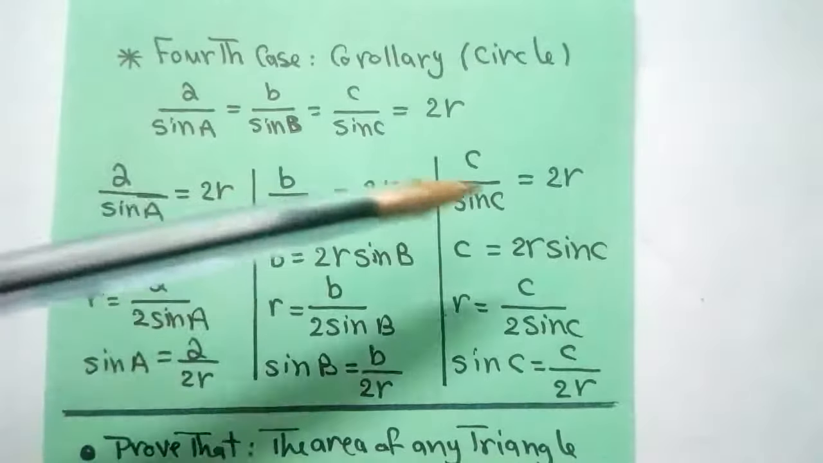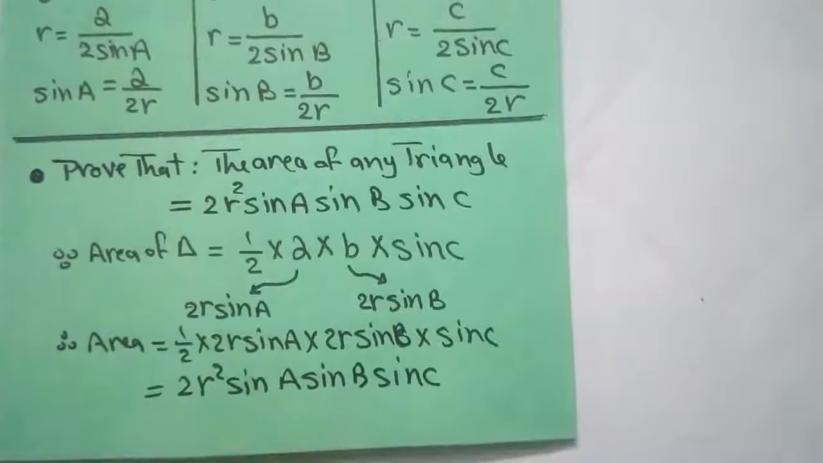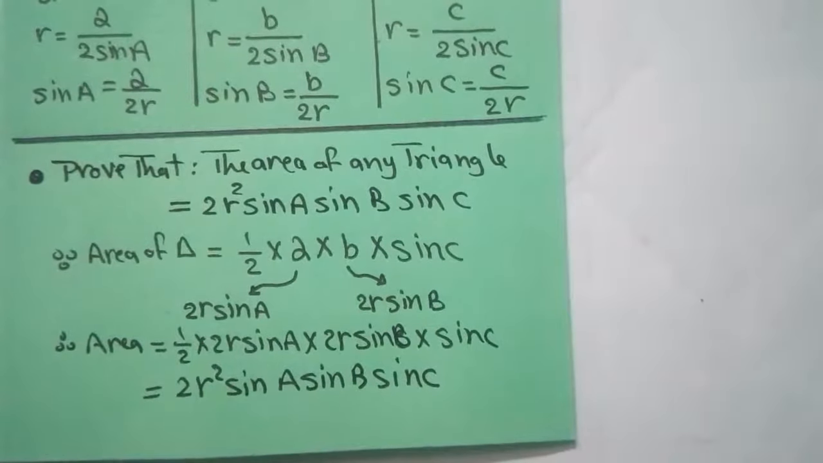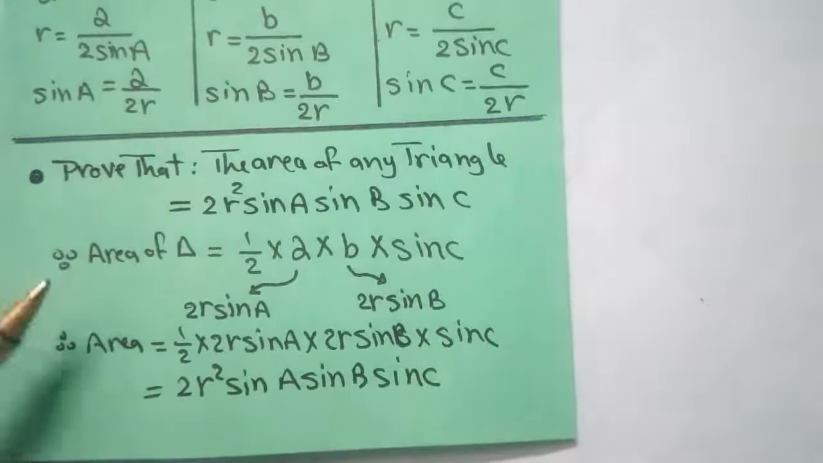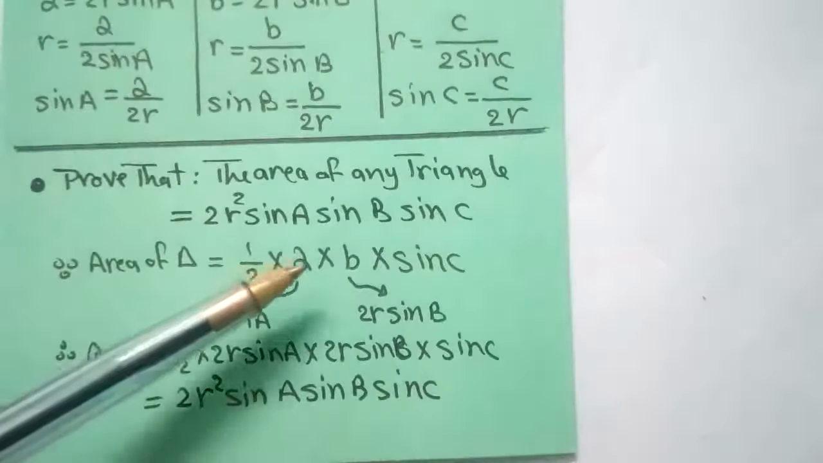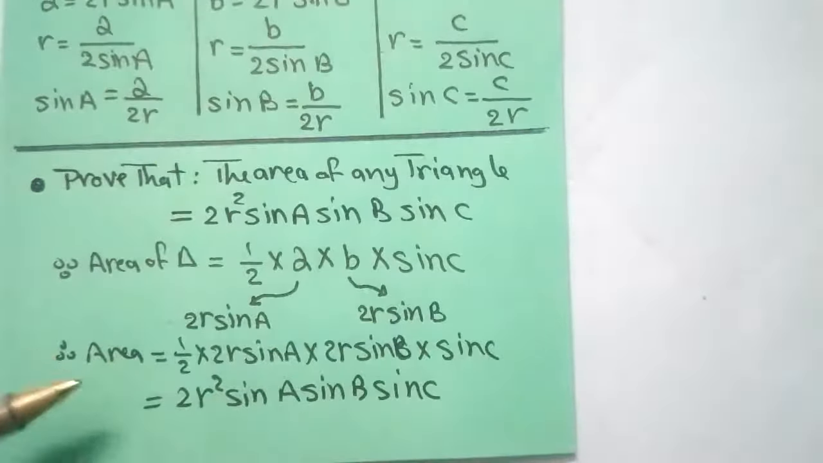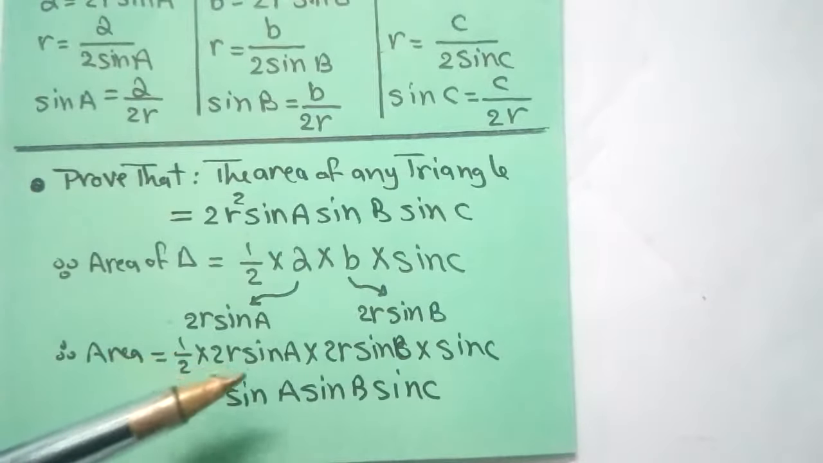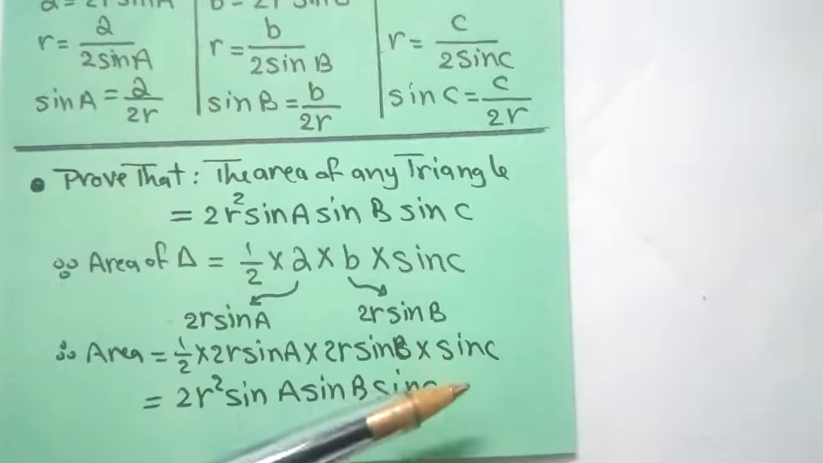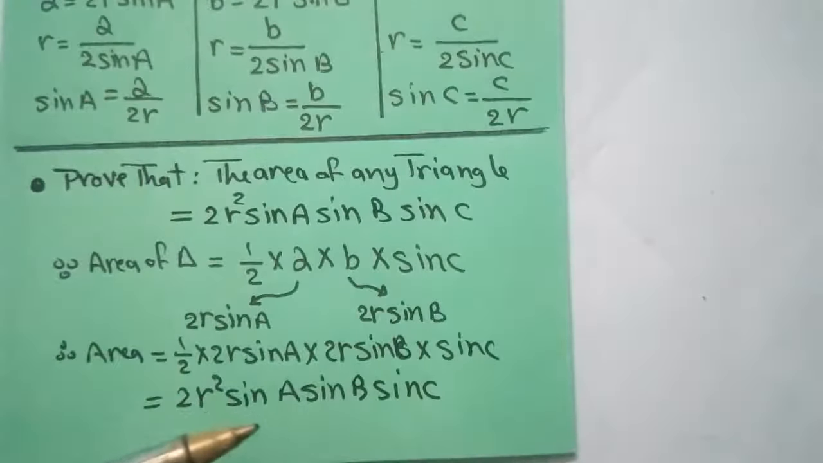And in the same way for B and C. Very important proof: prove that in any triangle, area of triangle equals 2R squared times sine A sine B sine C. Since area of triangle equals half a b sine C, we change a to 2R sine A and b to 2R sine B. It will be area equals half times 2R sine A, 2R sine B, sine C. 2 cancels with 2, so it will be 2R squared sine A sine B sine C.